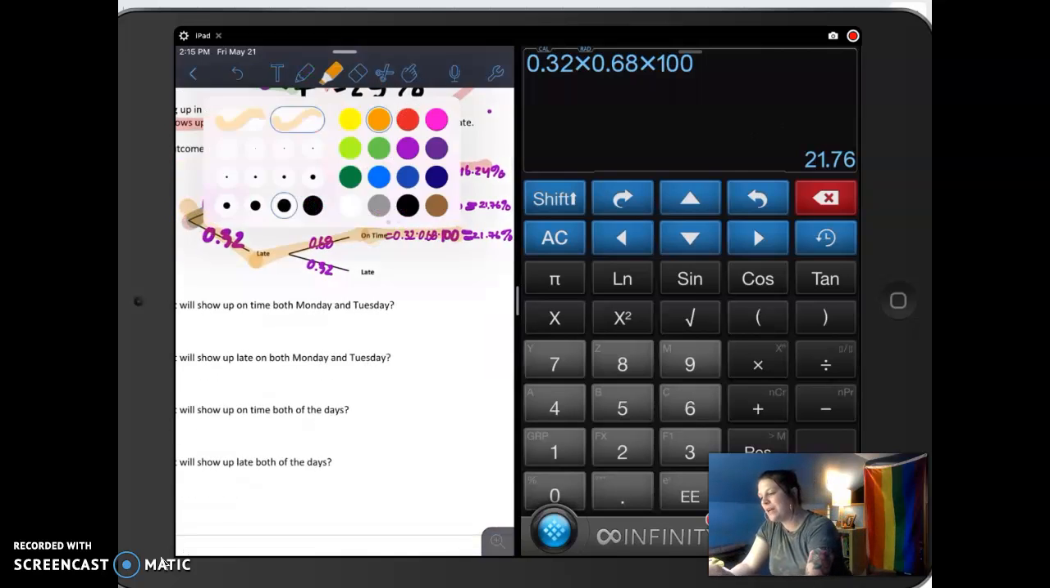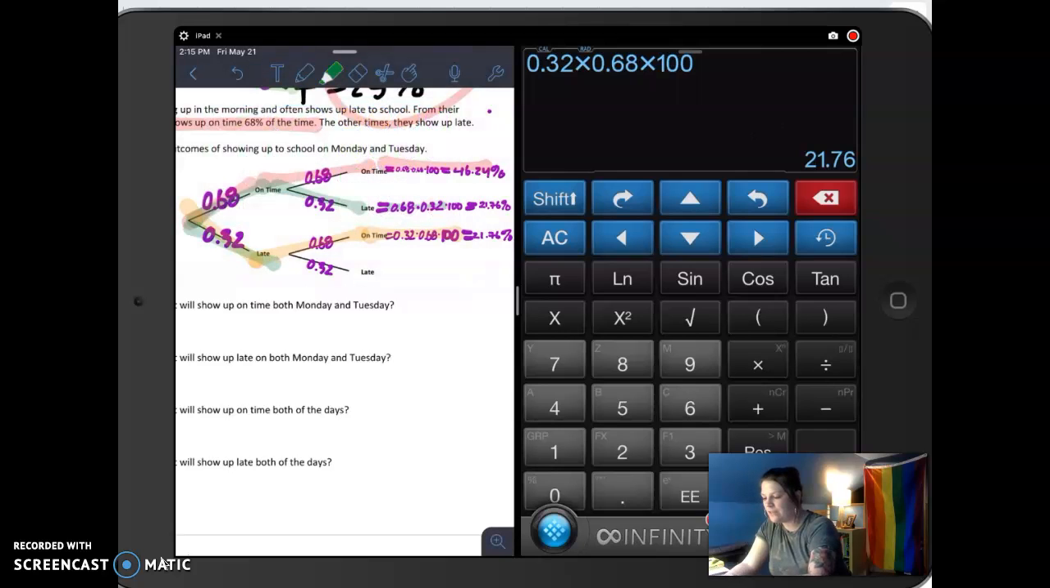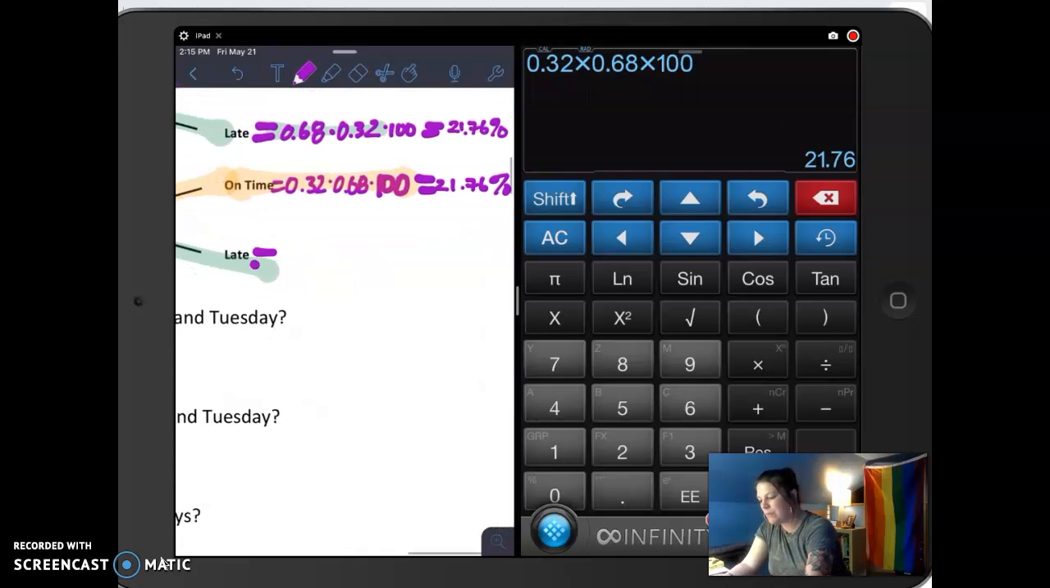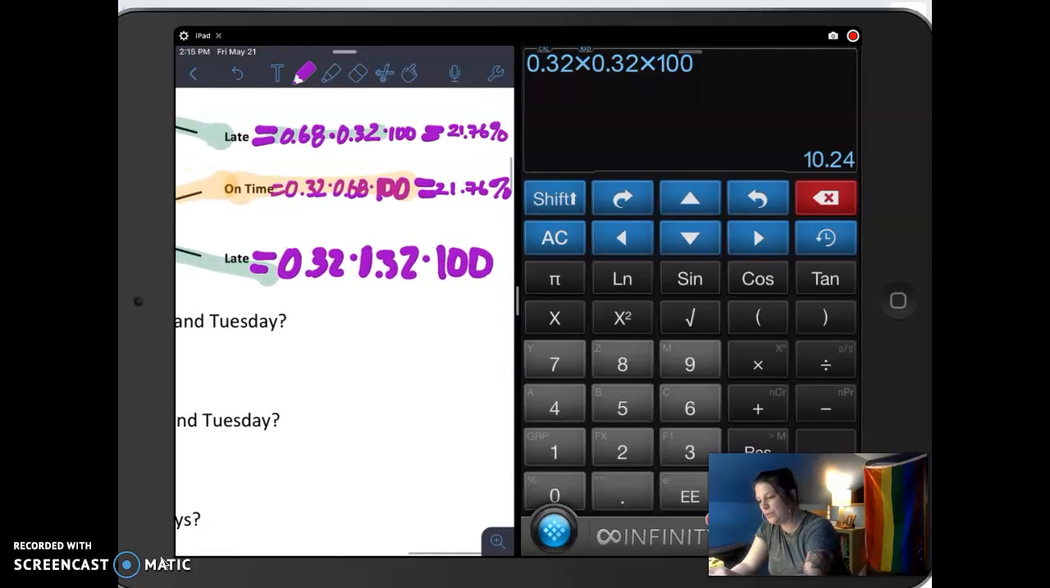And then last but not least, we need to figure out what is the probability if you were late first and then late second also. So late on Monday and late on Tuesday. So the probability that you're late is 32 times 32, again times 100 to turn it into a percent. And I get 10.24 as my answer there.